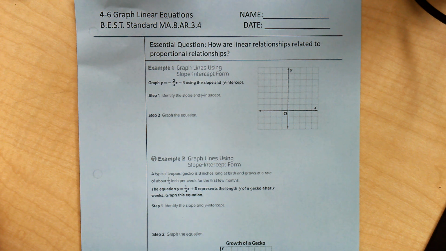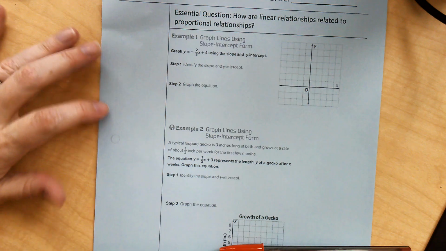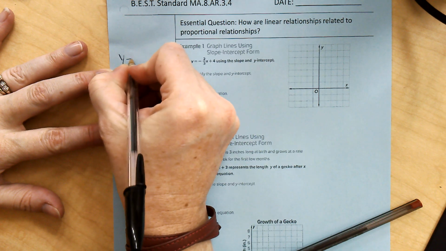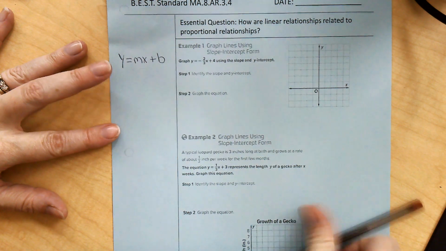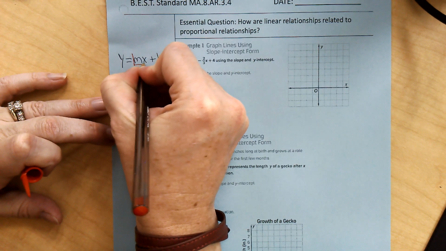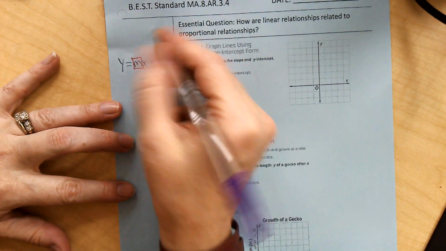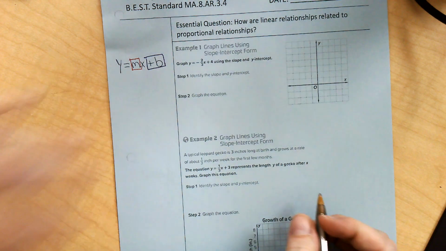All right, 4-6, graphing linear equations. All right, so our slope-intercept form is y equals mx plus b, where the m is your slope and the b is your y-intercept. So today we're going to graph these lines from equations.